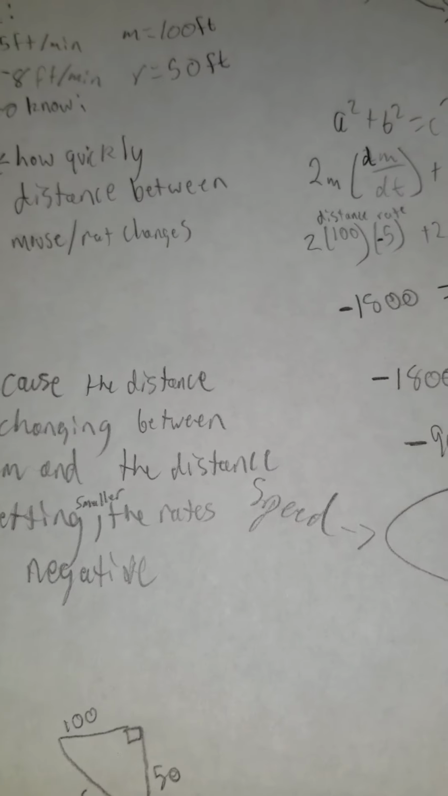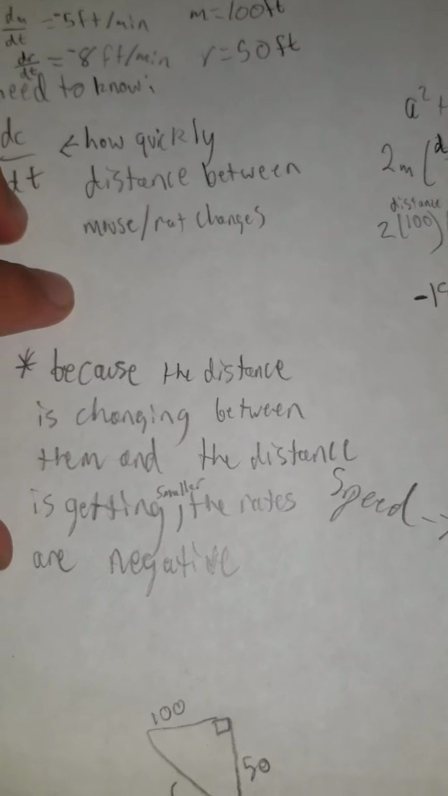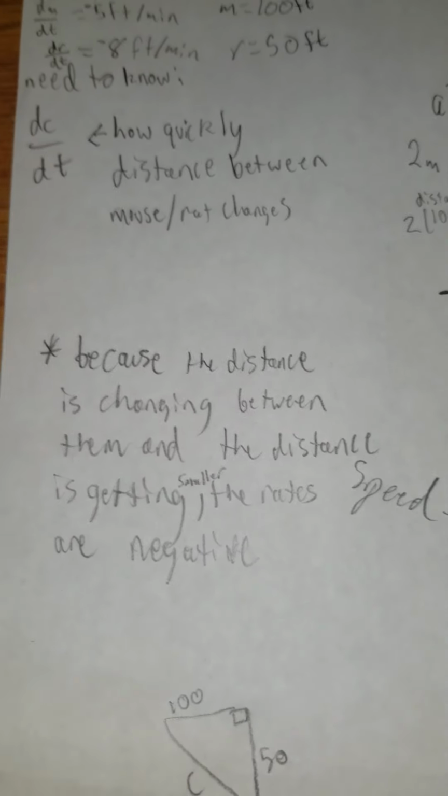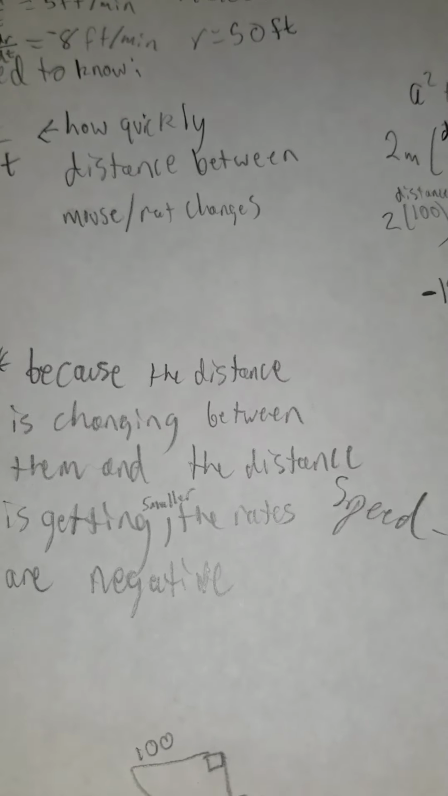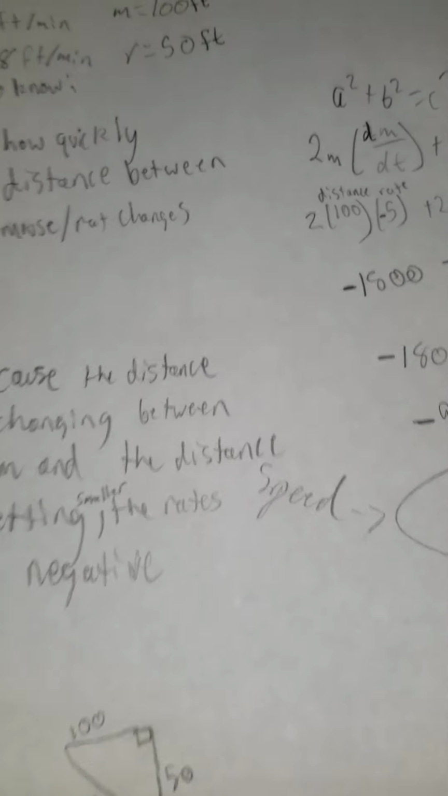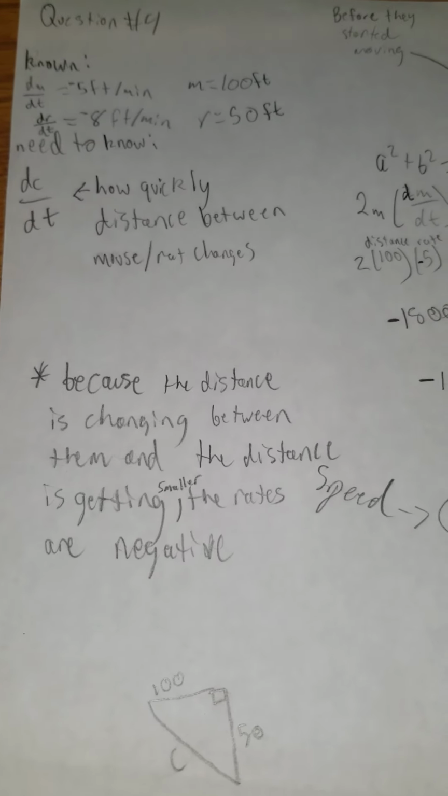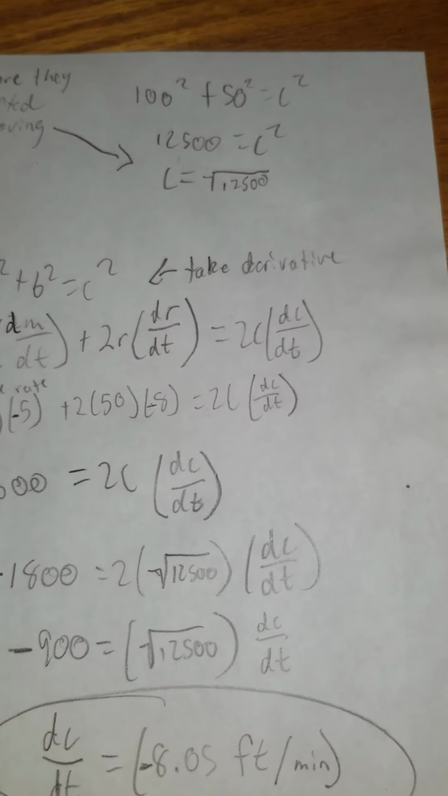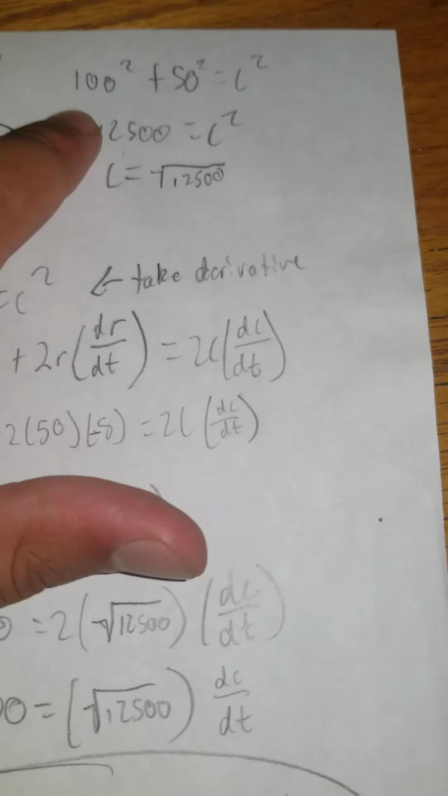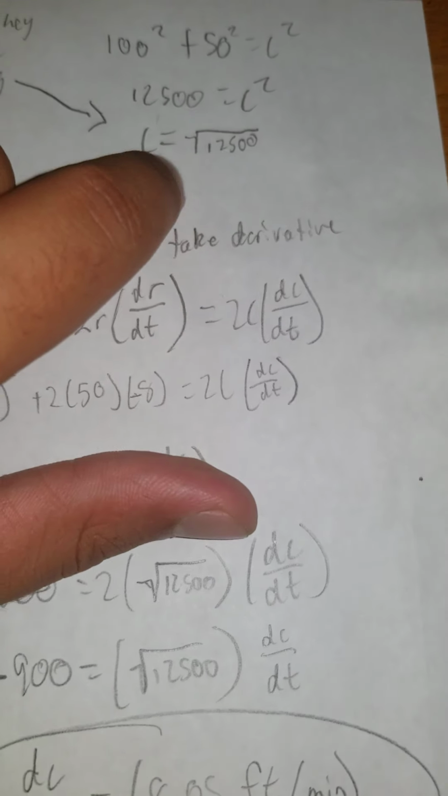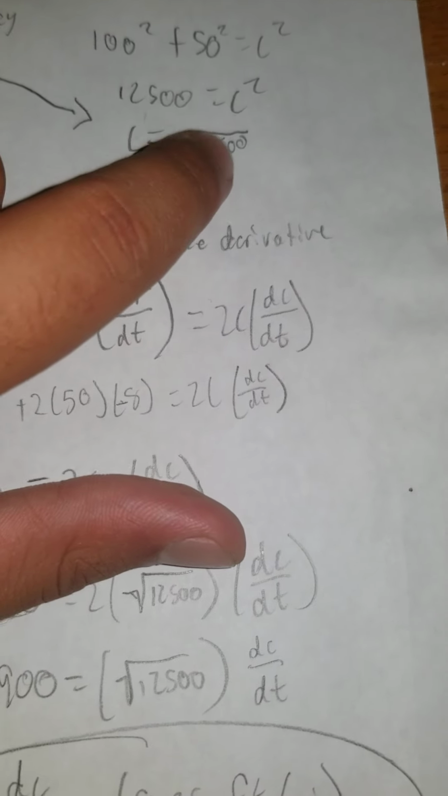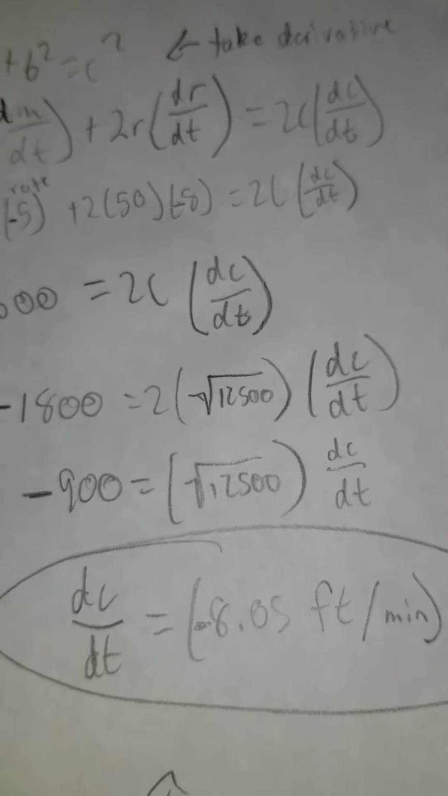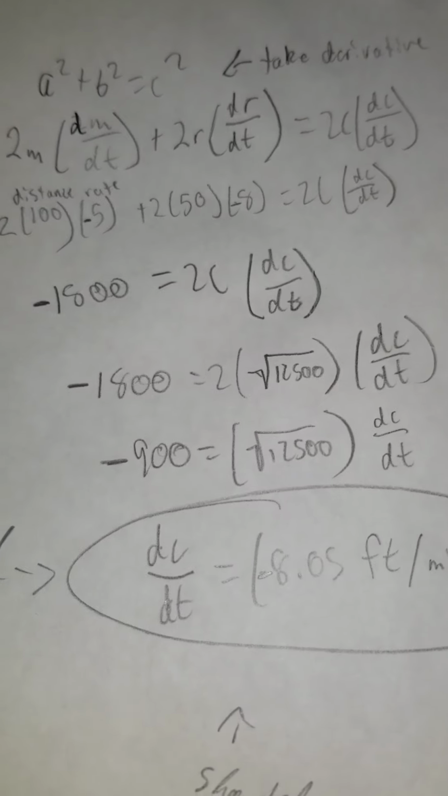So the information that we need to find is the rate at which the distance of C is changing, how quickly the distance between the mouse and the rat is changing. We also need to find the original distance for C, which we can do through a simple a squared plus b squared equals c squared, and I did that right up here. I took the original distance of the mouse and the original distance of the rat, and that equals c squared. We know how to do this. C equals radical 12,500.